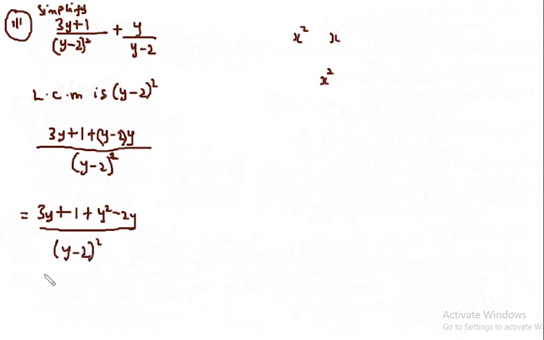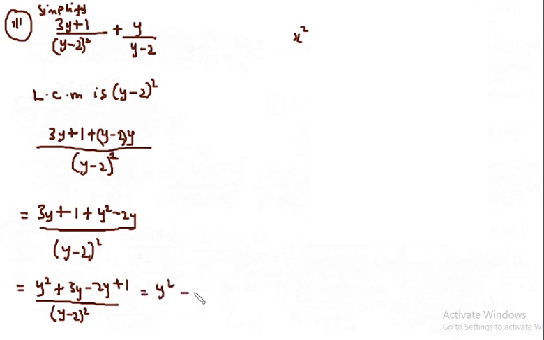From here we can further simplify. So this is equal to y squared plus 3y minus 2y plus 1 divided by y minus 2 squared. This is equal to y squared plus y plus 1 divided by y minus 2 squared. So if we look at this, we cannot break down this quadratic term further. So we leave our final answer like this.